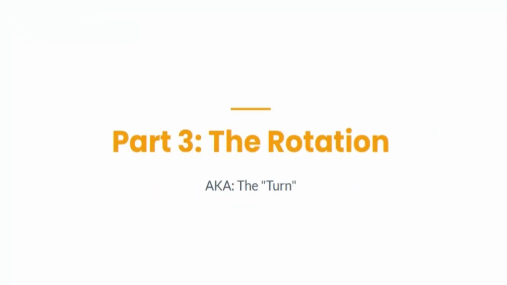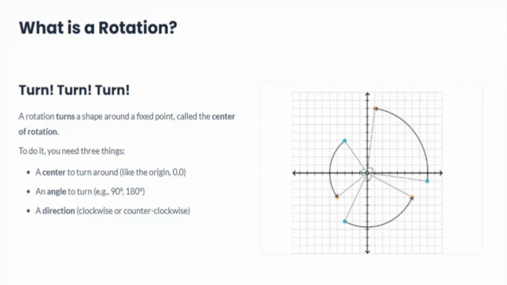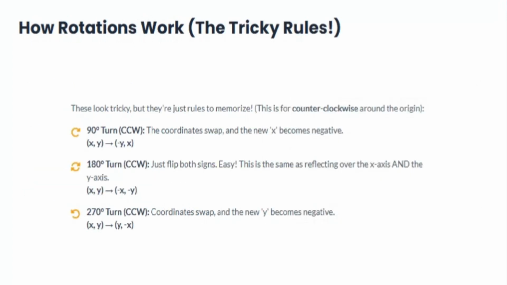Now let's go to the rotation. Once again, super easy, all you do is turn. A rotation turns a shape around a fixed point called the center of rotation. To do it, you need three things: a center to turn around, like the origin, an angle to turn it, like 90 degrees or 180 degrees, and a direction, clockwise or counterclockwise.